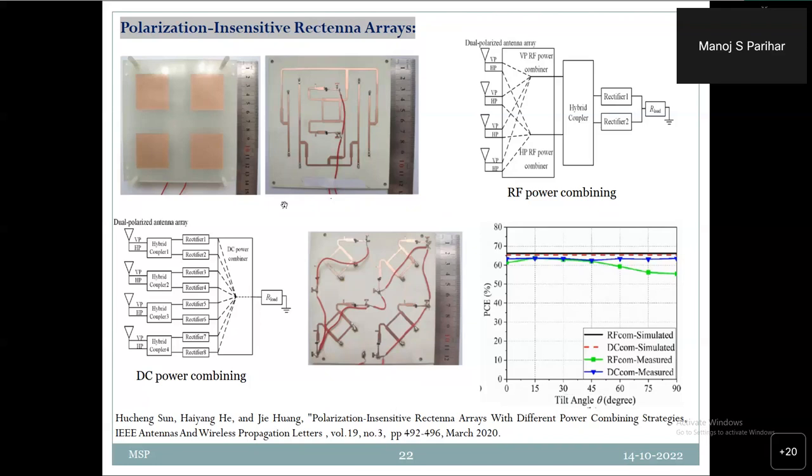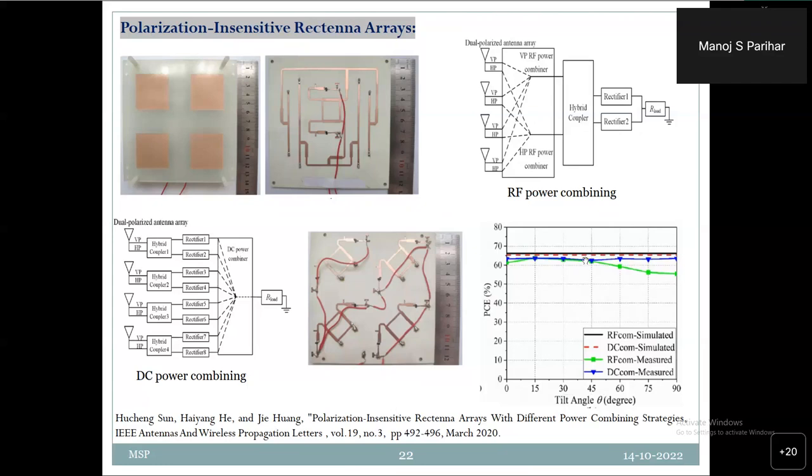So this antenna is dual polarized, receiving horizontally or vertically polarized signals. This is a circuit which combines different polarizations, with a four-antenna array. The vertically polarized signal from each antenna is combined into one combiner, the vertical polarized RF combiner, and the horizontally polarized waves are combined in another RF combiner. Then both are ultimately combined and fed to the rectifier circuit. Here we are combining power at RF power level. As I mentioned earlier, you can also combine the power at DC level: first combine the polarizations, then connect the individual rectifiers, then combine the DC power after the rectifier circuits.